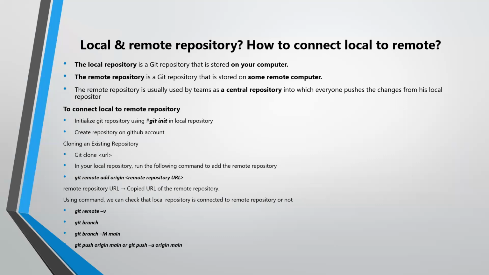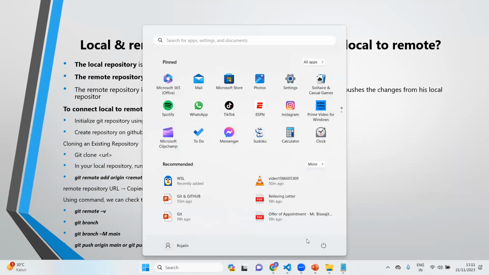Okay, to initialize it, we have to use git init for a local repository, which we have already done. After that, you create a repository on your GitHub account, which we have already done. Then you have to clone the repository. Okay, so git clone the URL. Now we'll see how we will clone the repository.